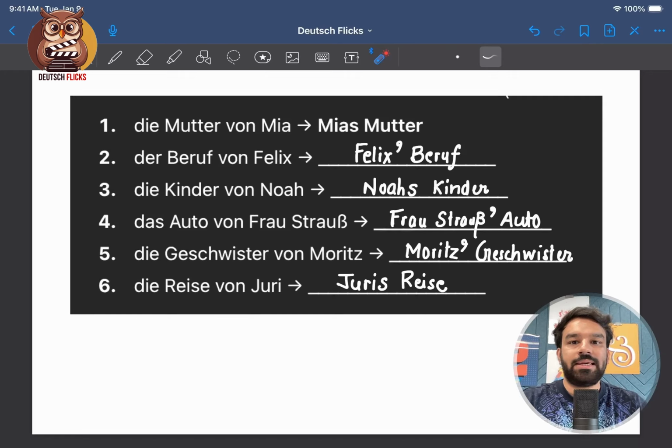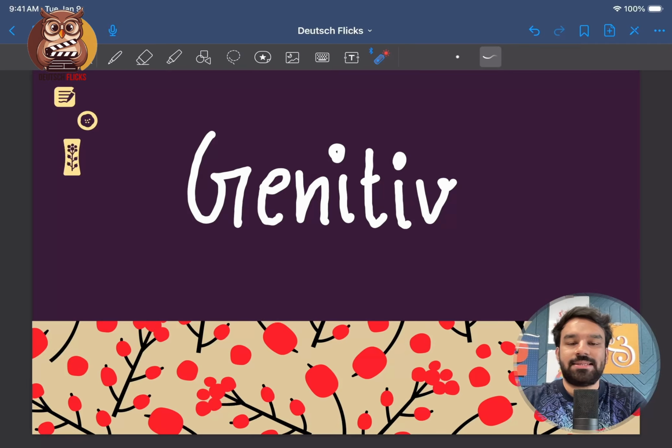So just to be clear, we haven't discussed how we say, let's say, the husband of the teacher or the color of the car. So this is something that we will do at B1 level. For now, we have just discussed the genitive case with proper nouns. Proper nouns, name of a person, place, city, etc. So that's a wrap on Genitiv part 1.